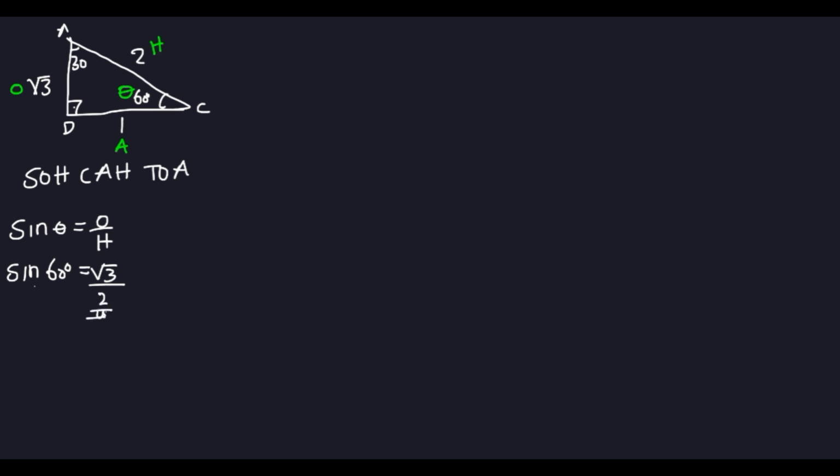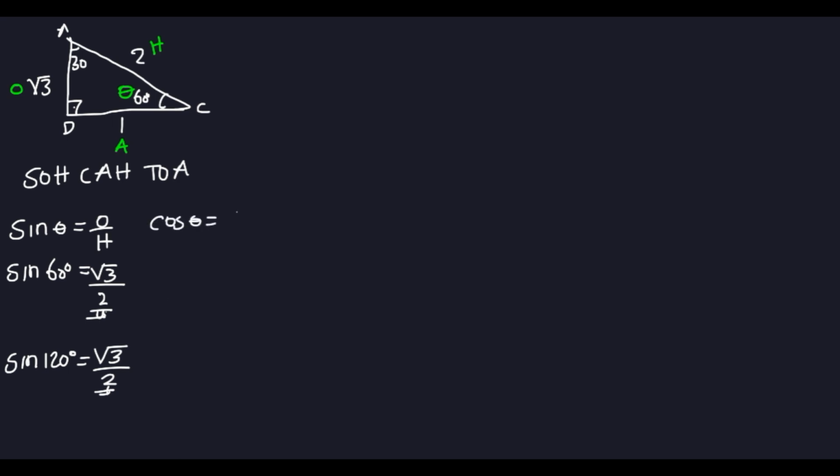Then if we subtract 180 minus 60 is 120. So what is sine 120? Sine 120 is equal to root 3 over 2. Let's move on to cos.